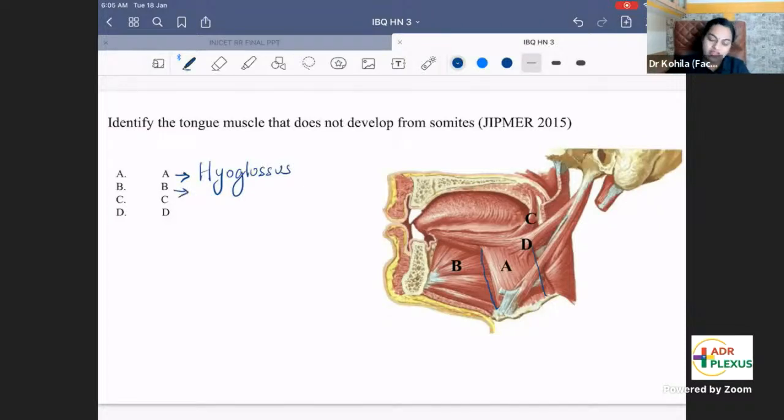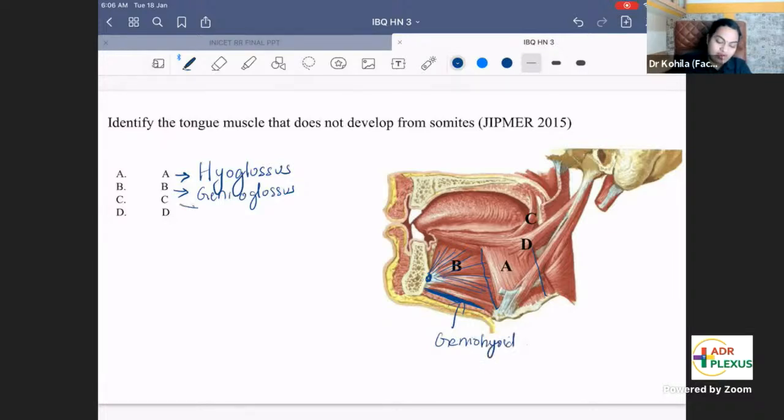B, can you tell me what B is? This fan-shaped muscle going from the superior genial tubercle towards the tongue. Very good. Yes, Shiba Priyadarshini, that is genioglossus. What is this muscle here? Coming from the inferior genial tubercle down, but it's not labeled here. Below the genioglossus will be geniohyoid.